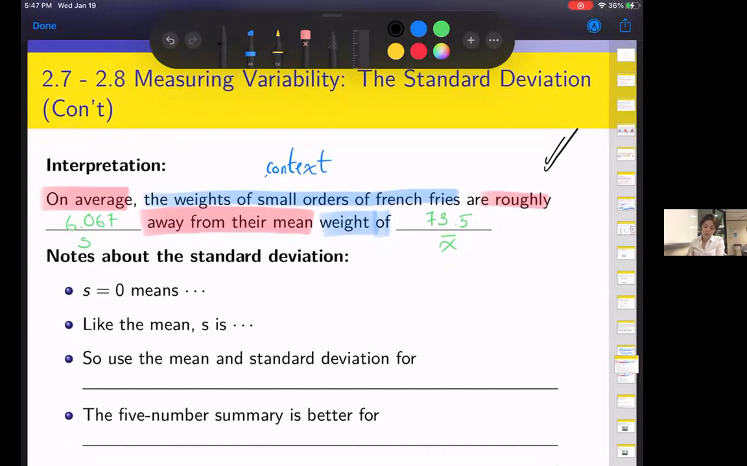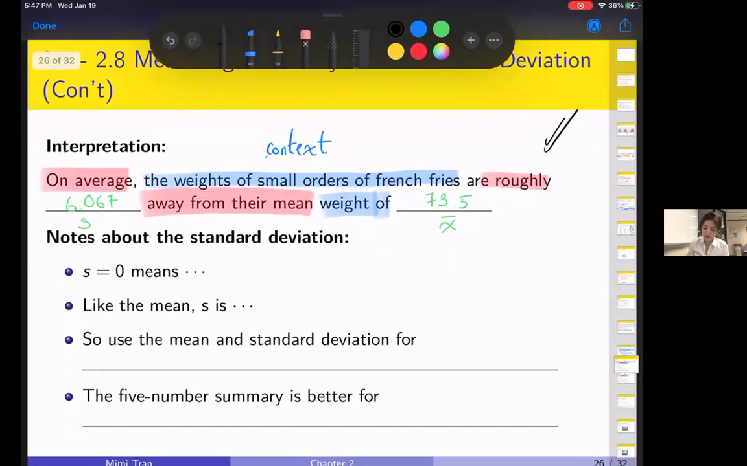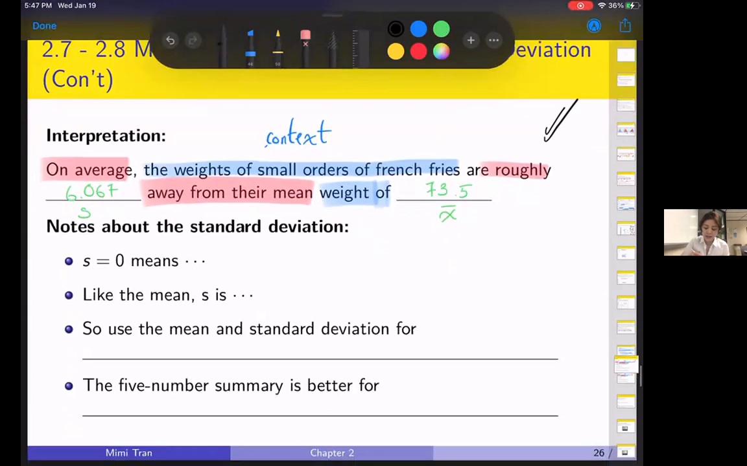Okay, so here let's fill out some stuff about standard deviation. S equals 0 means, can anyone tell me what S equals 0 means? I'll give you two extra points on the exam if you can tell me what S equals 0 means. If the standard deviation equals 0, that means what?